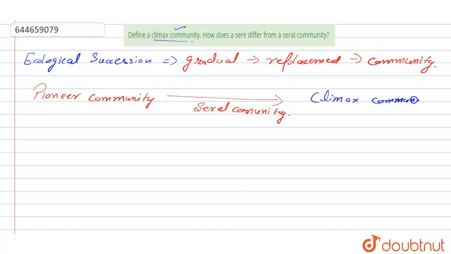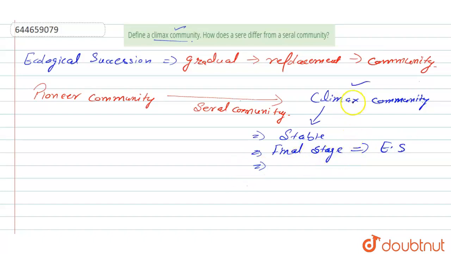So the question is asking about the climax community. We know that this is the stable community which comes after the different seral communities. This is the stable and final stage of the ecological succession. This climax community, the final terminal community, becomes more and less established for a longer period of time.